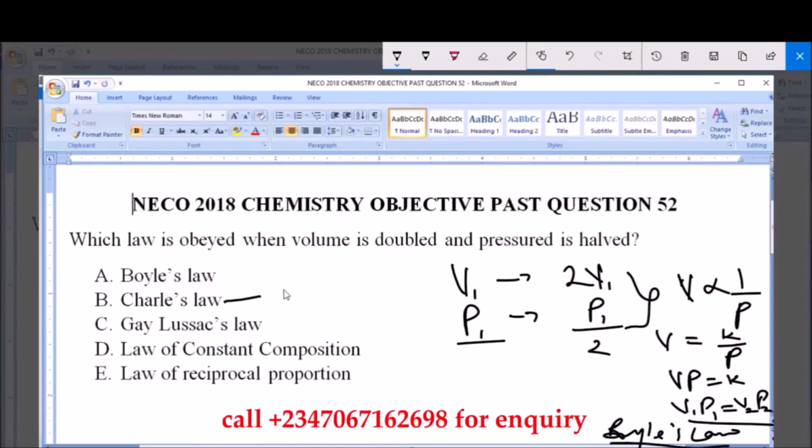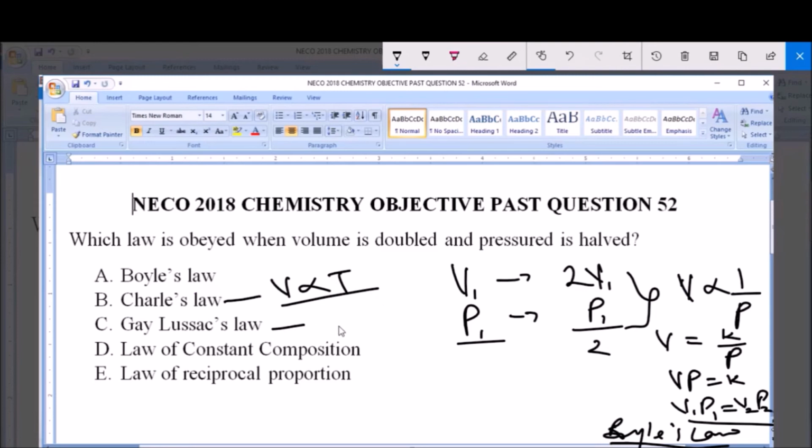Charles' law simply states that volume is directly proportional to temperature, provided that pressure remains constant. Gay-Lussac's law is the law of combining volumes, which states that when gases react, they do so in volumes which are in simple ratio to one another, and to the volume of the products if gaseous, provided that the temperature and pressure remain constant. Then the law of constant composition, also known as the law of definite proportion.